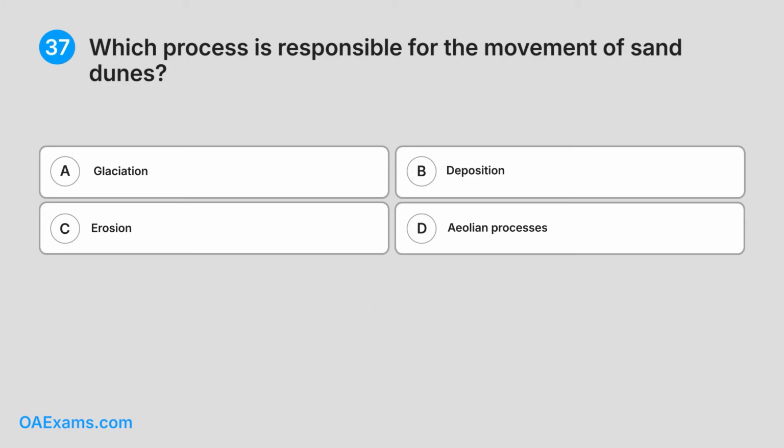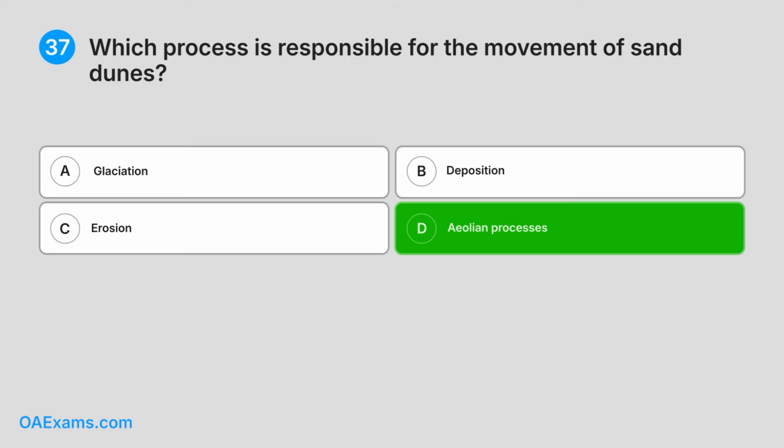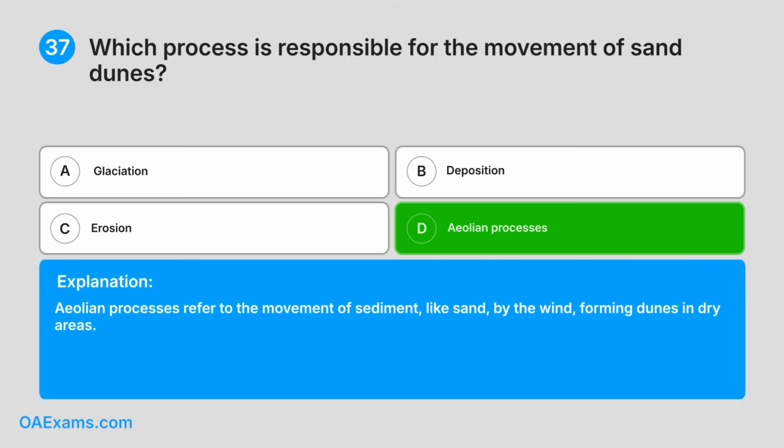Correct answer. D. Aeolian processes. Explanation. Aeolian processes refer to the movement of sediment, like sand, by the wind, forming dunes in dry areas.